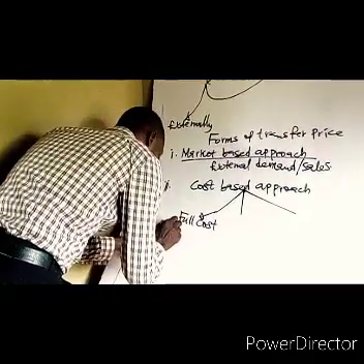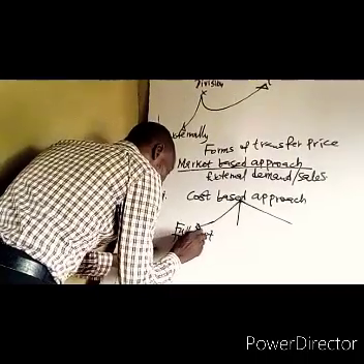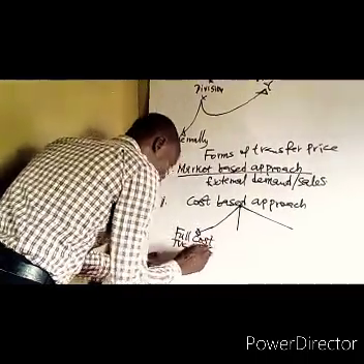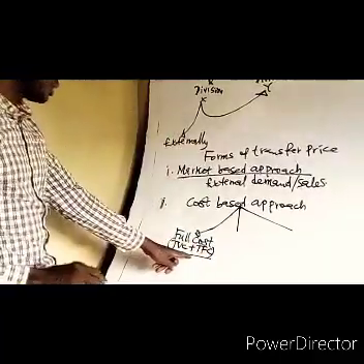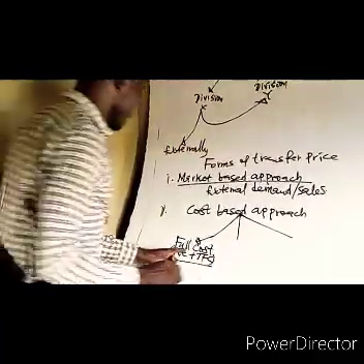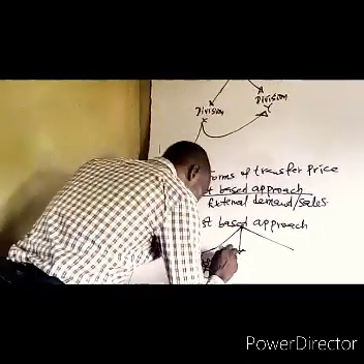By total production cost, that means you consider the total variable cost per unit and the total fixed production cost per unit. Both the variable and fixed cost will be considered. That is under the full cost based approach. The second one is marginal cost.